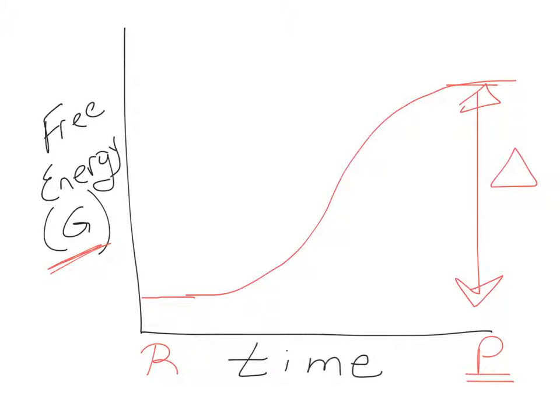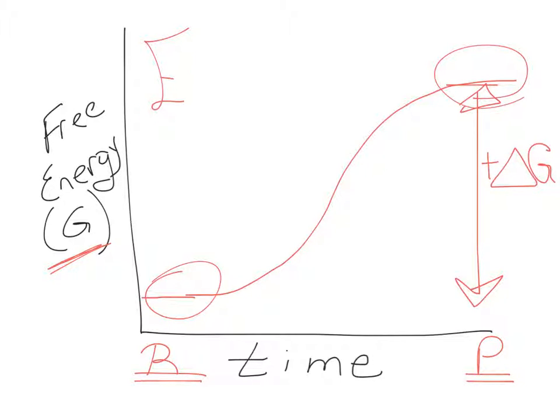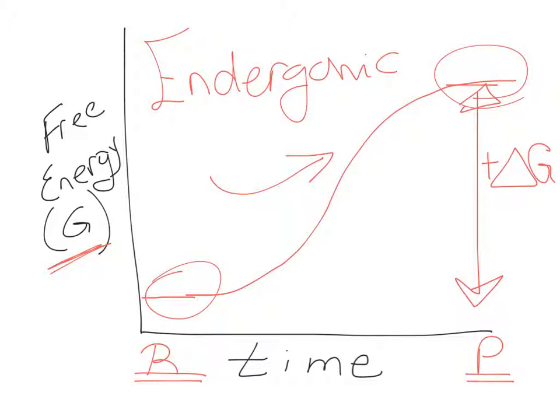And remembering that the products minus the reactants, here the products value is greater than the reactants. So this is going to be a positive value. Okay? And a positive delta G is known as an endergonic reaction, and it requires an input of free energy because the products have more free energy than the reactants.